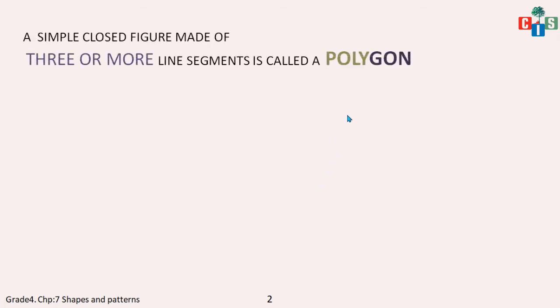Now students, in the previous video we saw closed figure. What is a closed figure? One whose ends are closed. And what is a simple closed figure? The figure which is not having the lines interchanging or overlapping each other, crisscrossing each other is known as a simple closed figure. So any simple closed figure is a polygon. But for that there should be line segments. See, line segments. So what are line segments?